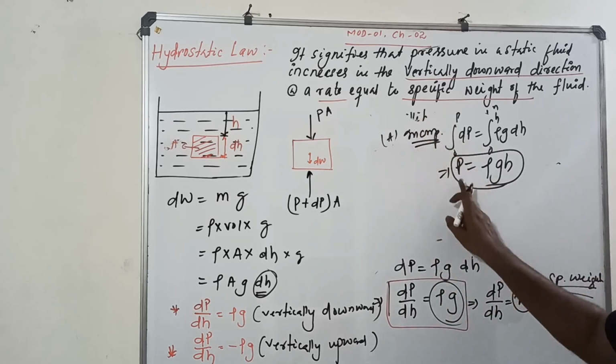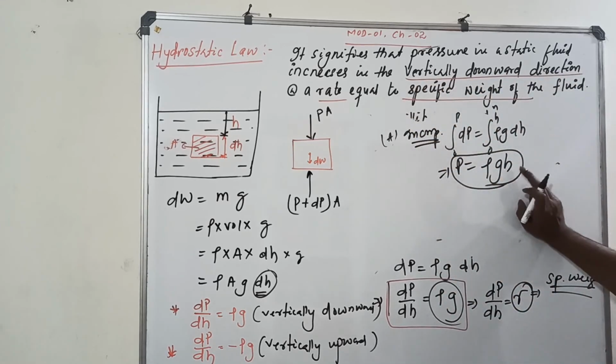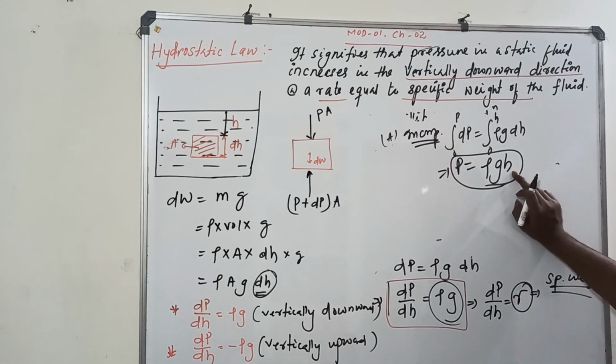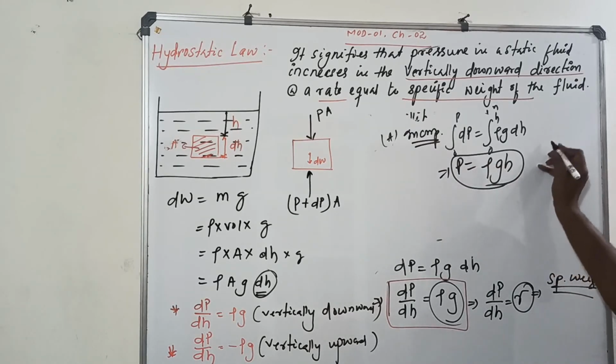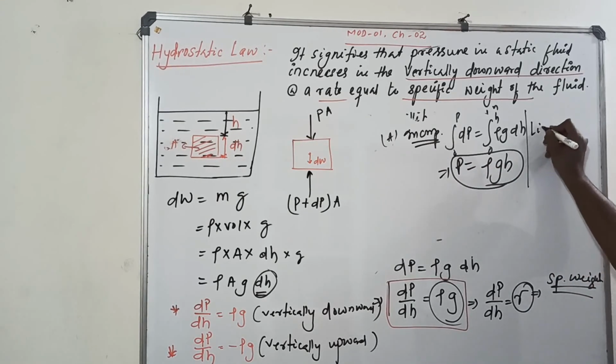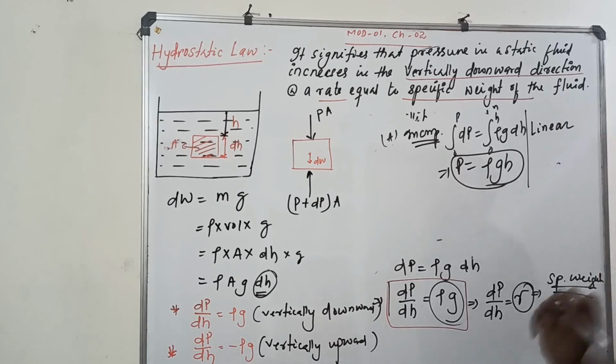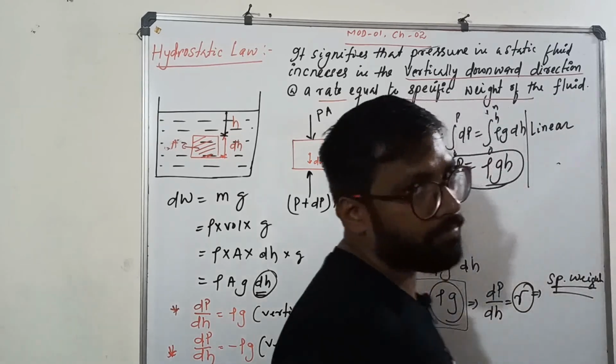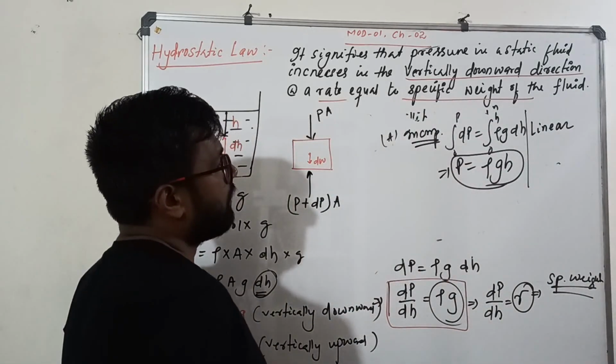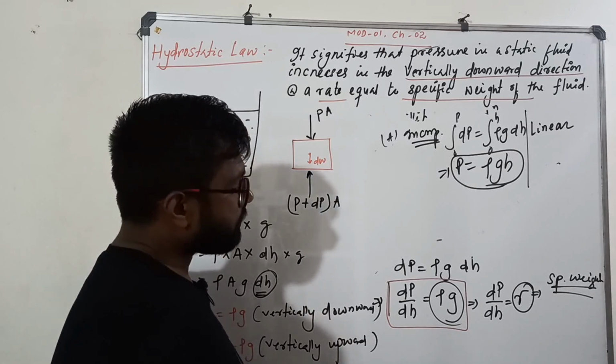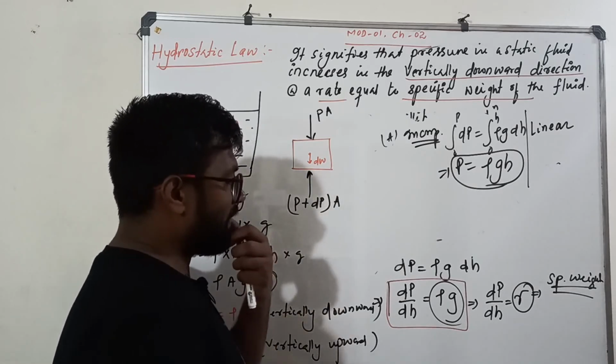That is in the vertically downward direction, H. So how is this relationship? The relationship is linear. Understood? I doubt whether you understood properly or not.